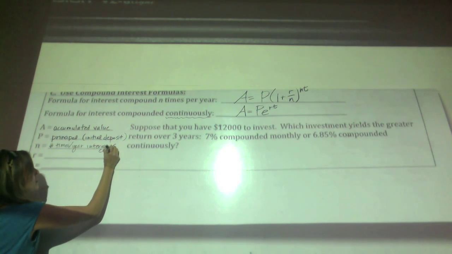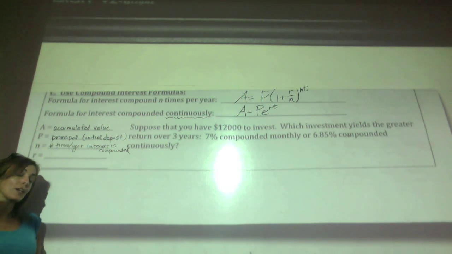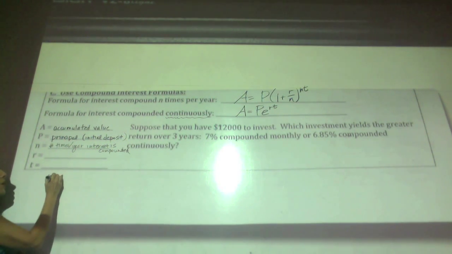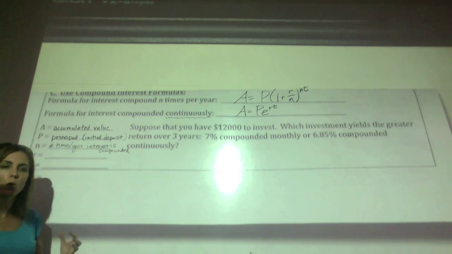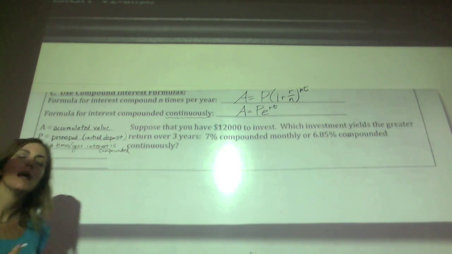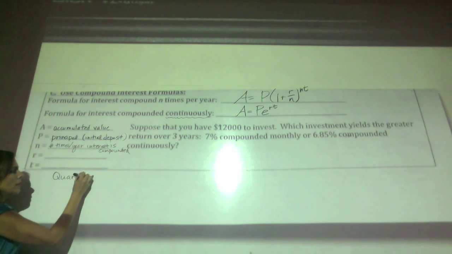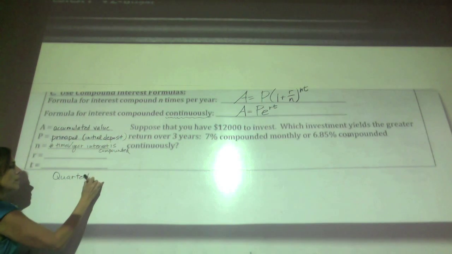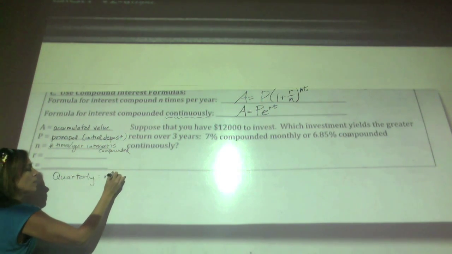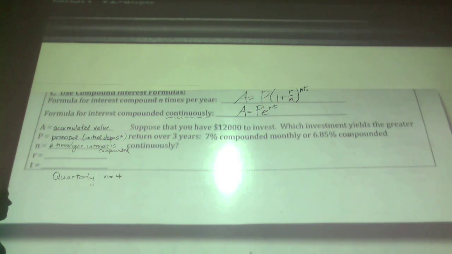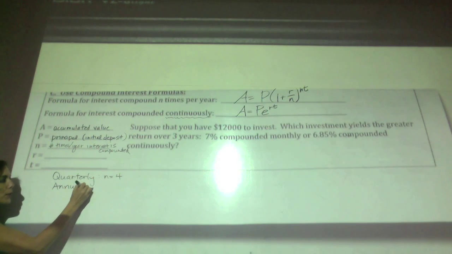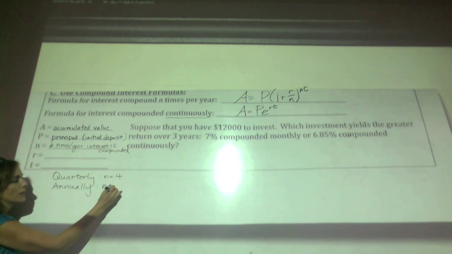Let's talk about that a little bit further. If your interest is compounded quarterly, how many times per year does that mean? How many quarters are there in a dollar? Quarterly, N would equal 4. What about if I said we are compounding annually? That means once per year, or N equals 1.